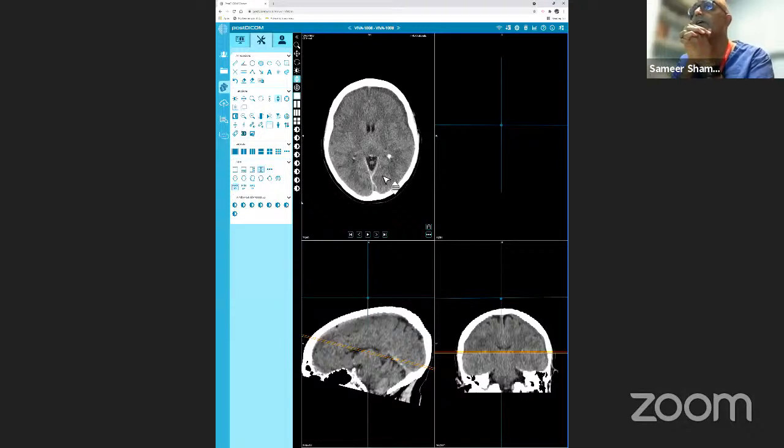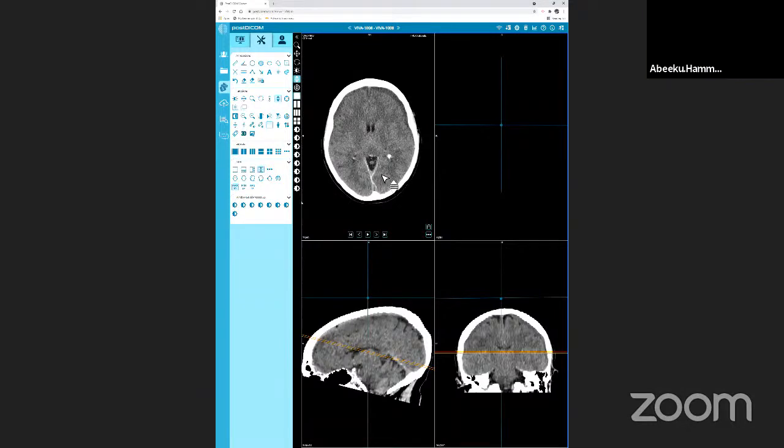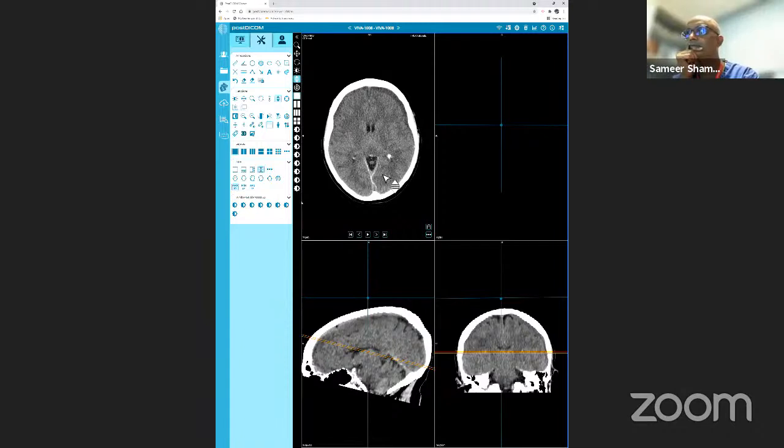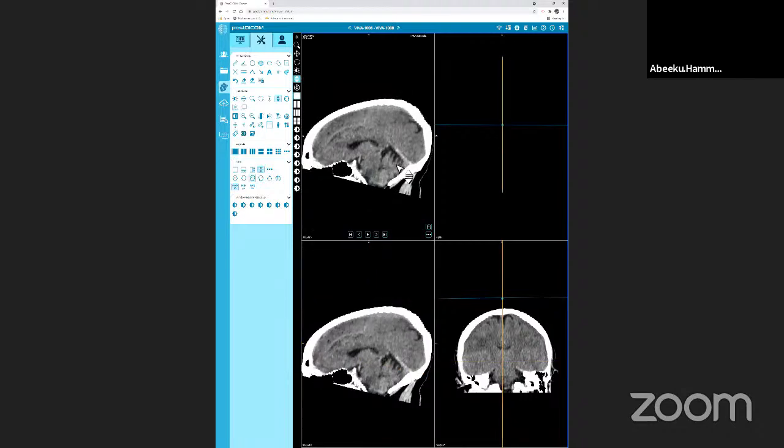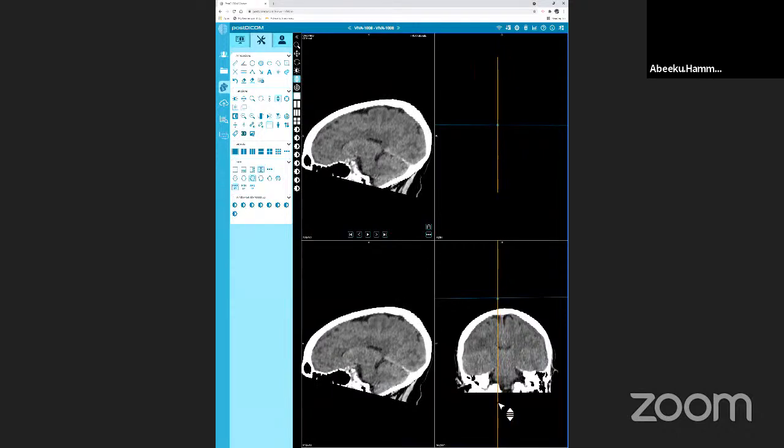What will be the pattern of mass effect? Usually it's unlikely to get a subfalcine herniation. You might get a transtentorial herniation. So I'm trying to look if there's any transtentorial herniation and also look at the foramen magnum for any herniation. There is a bit of local pressure within the frontal horn, an element of hypoattenuation within the frontal horn. But usually I like to look at this in the coronal plane.